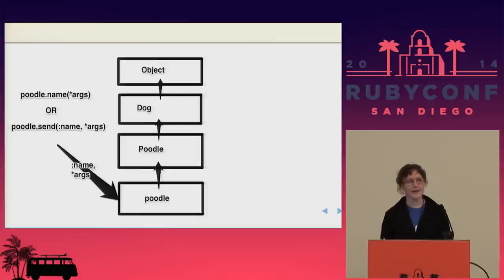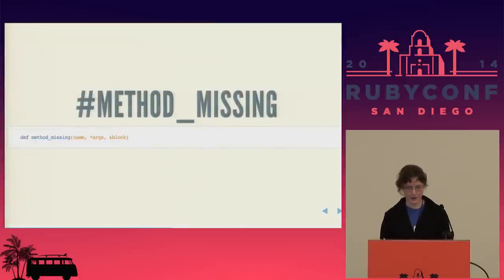It may find nothing, which is where method missing comes in. Method missing is a special method that allows you to describe fallback handling in the case that no method matching the name of the sent method is found in this lookup chain. And the lookup chain for method missing is parallel to the initial lookup chain.